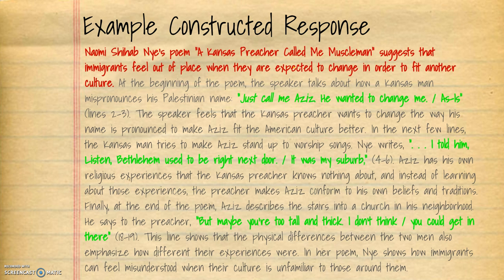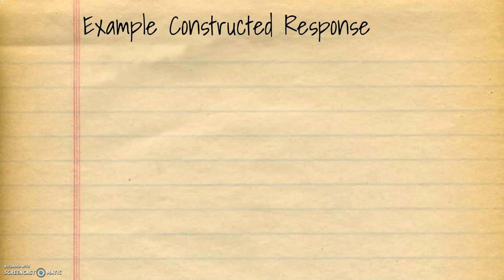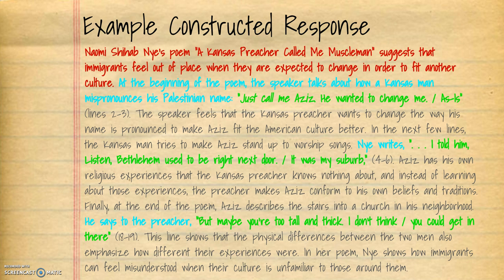The next thing I did was include 3 specific pieces of textual evidence, and those are in the green. You can see I have quotation marks around them so that it's very clear that those come from the poem and they're not my own words. The next element is that I didn't just drop those quotes in there, but I included an introductory phrase. So notice that in that second example, before I used the quote, I said, "Nye writes," comma, and then the quote. In the last example, I said, "he says to the preacher," comma, and then the quote. I never started out a sentence with a direct quote. That's called a dropped quote, and we want to avoid that.